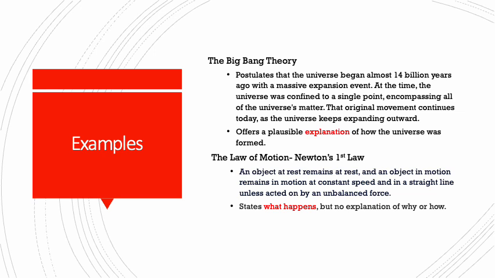The law of motion, or Newton's first law, states an object at rest remains at rest, and an object in motion remains in motion unless acted upon by an outside force. So, this just tells you that something that's moving is going to keep moving until it hits something else. Or something that's not moving is not going to move until something else hits it. It doesn't tell you why. It just tells you this thing's not going to move until you hit it, and this thing's going to keep moving until you stop it. Doesn't tell you why, just what. So that's the difference between theories and laws.